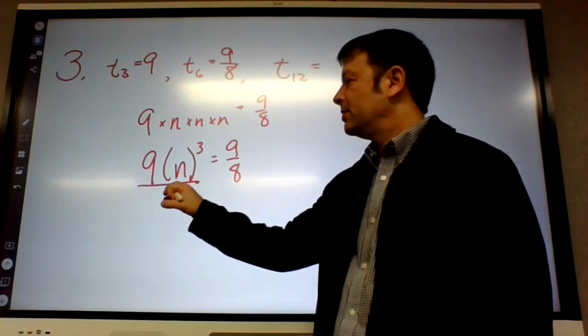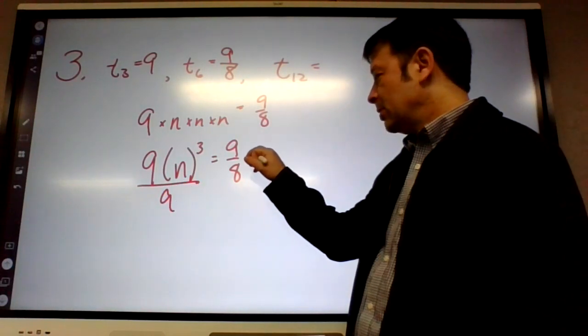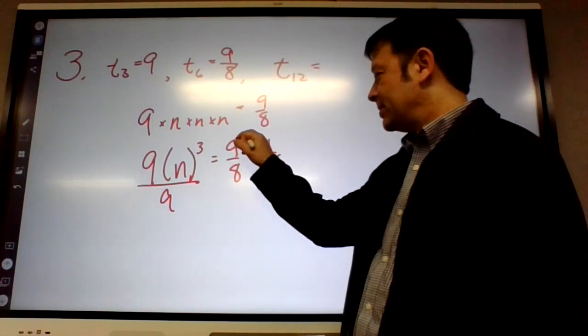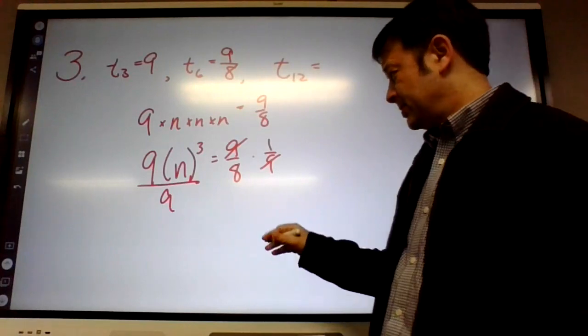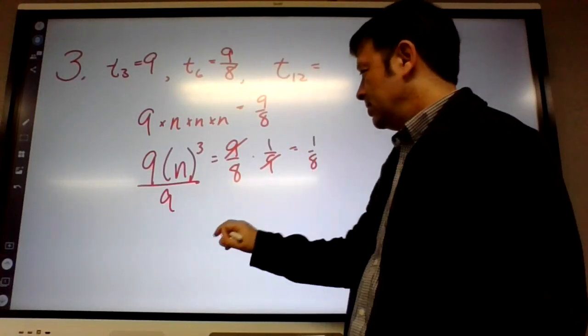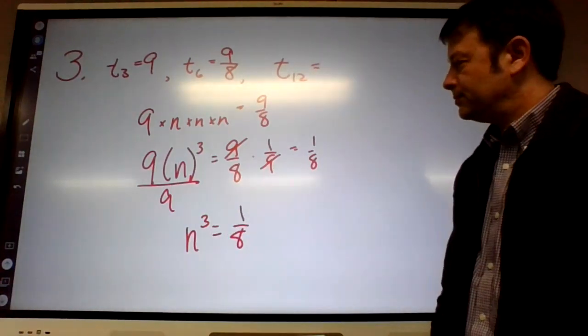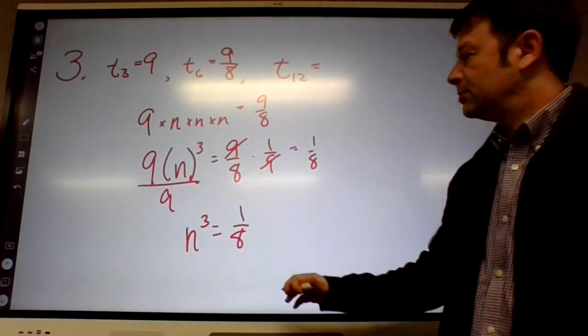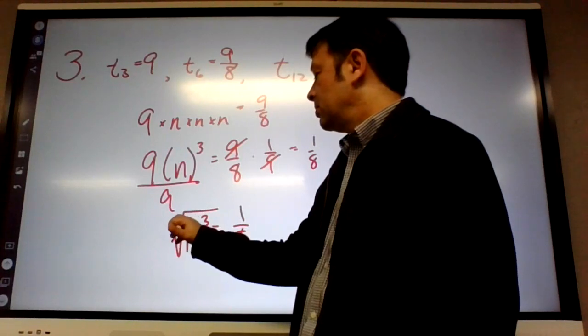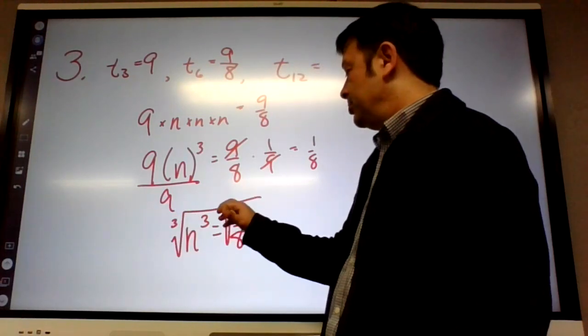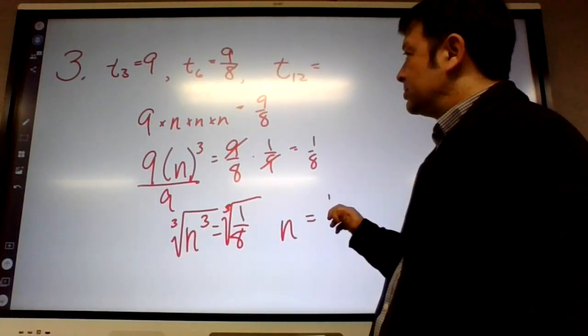Divide by 9. When you divide by 9, what happens? It's like multiplying by 1. That just goes away. So we get something cubed equals 1/8. Then what do we do? Cube root. The cube root of 1/8 is 1/2.